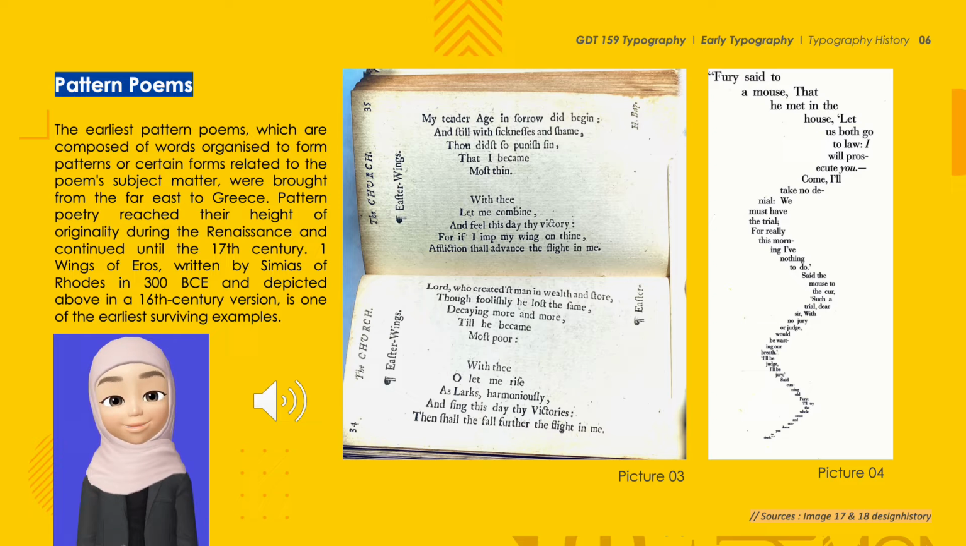Pattern poems. The earliest pattern poems, which are composed of words organized to form patterns or certain forms related to the poem's subject matter, were brought from the Far East to Greece. Pattern poetry reached its height of originality during the Renaissance and continued until the 17th century. Wings of Eros, written by Simmias of Rhodes in 300 BC and depicted above in a 16th century version, is one of the earliest surviving examples.